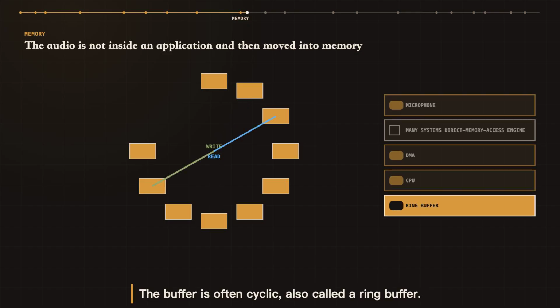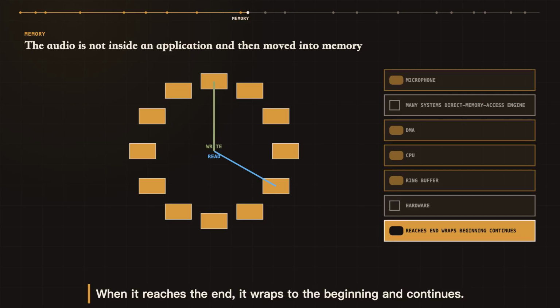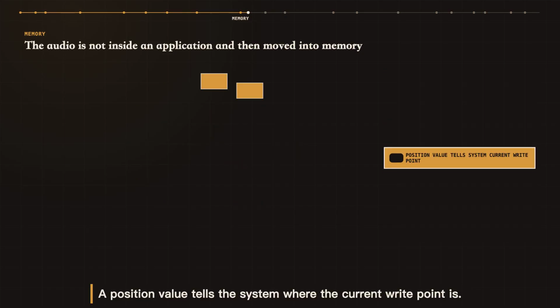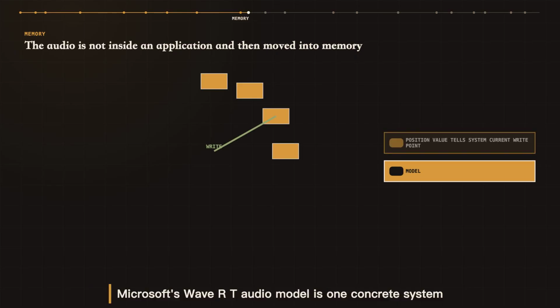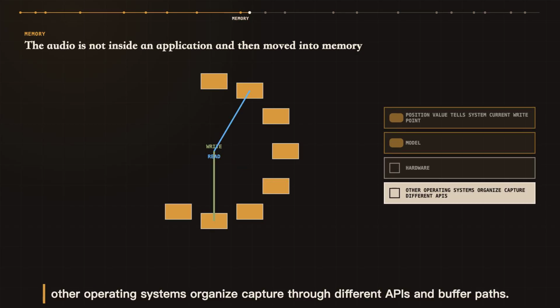The buffer is often cyclic, also called a ring buffer. The hardware writes forward through the buffer. When it reaches the end, it wraps to the beginning and continues. A position value tells the system where the current write point is. Microsoft's WaveRT audio model is one concrete system that exposes a cyclic hardware buffer and position information. Other operating systems organize capture through different APIs and buffer paths.